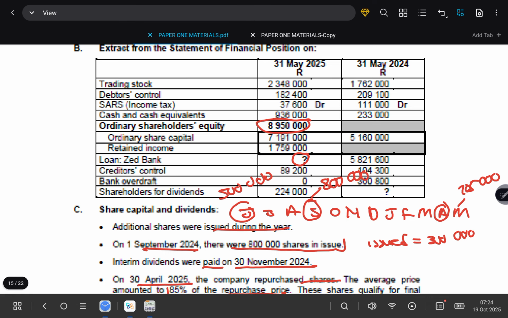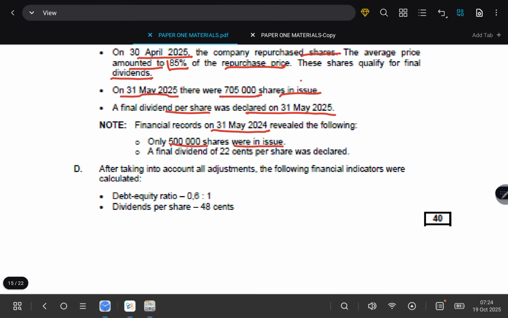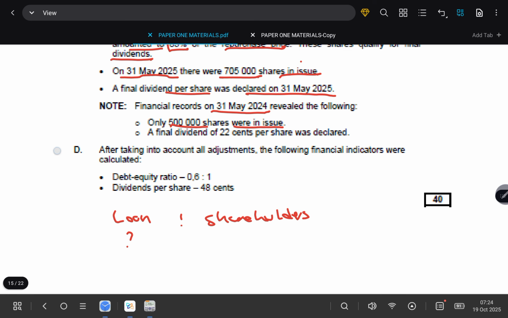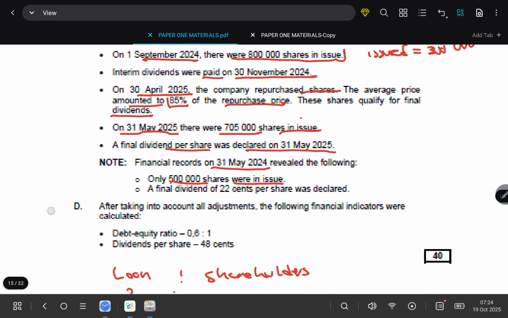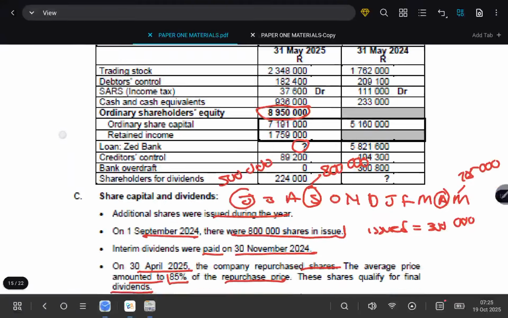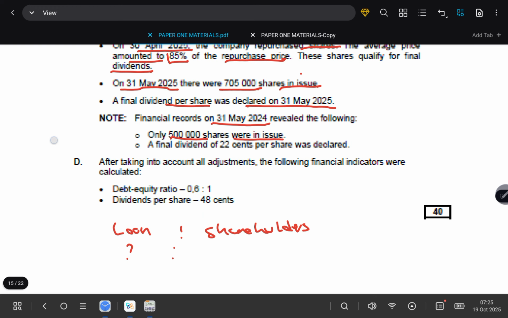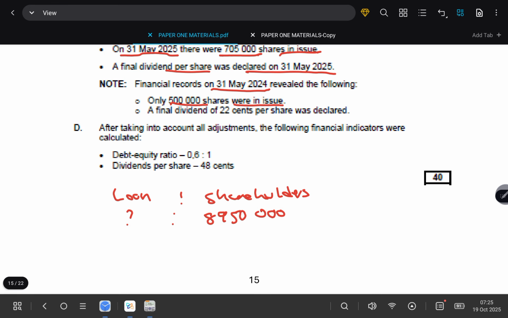So it means that for you to be able to get it, you need to use a debt equity ratio. Remember, the ratio says that you take your loan and compare it to shareholders equity. Our loan in this case is unknown, but our shareholders equity we know is 8,950,000. So 8,950,000 will come here.